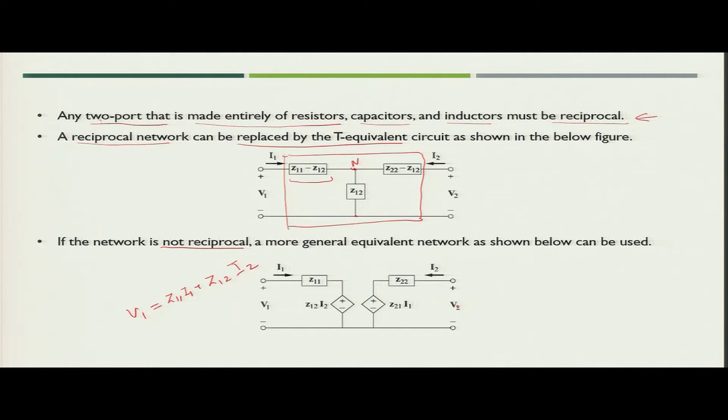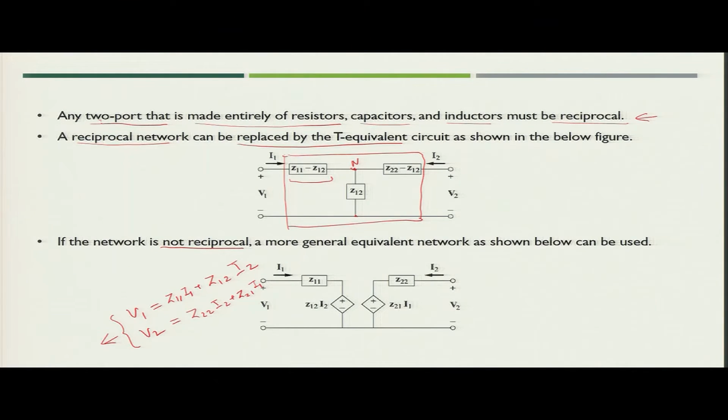From this side, if you check, V2 is applied across the port, current I2 is flowing through the impedance Z22, and there is a dependent voltage source having value Z21 I1. Now, if you want to write the loop equation for this particular port, you can write V2 is nothing but Z22 I2 plus Z21 I1. These are the same equations which we just saw in the previous slide.